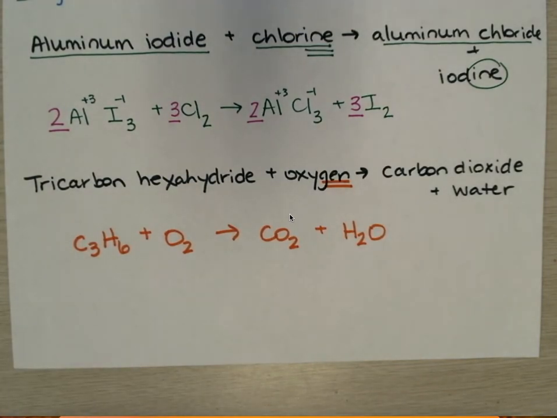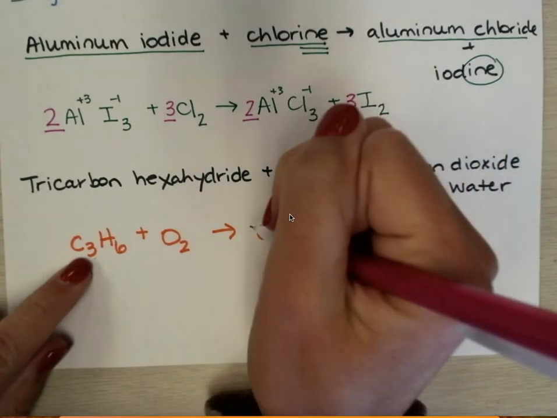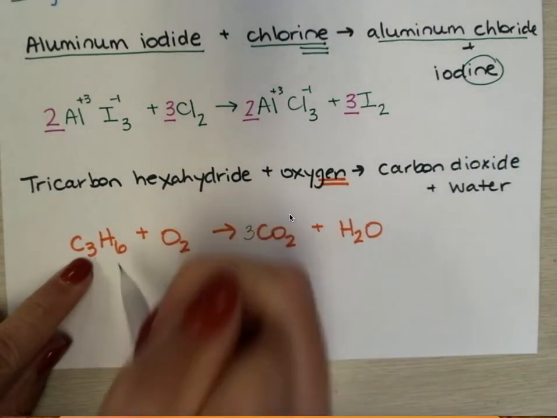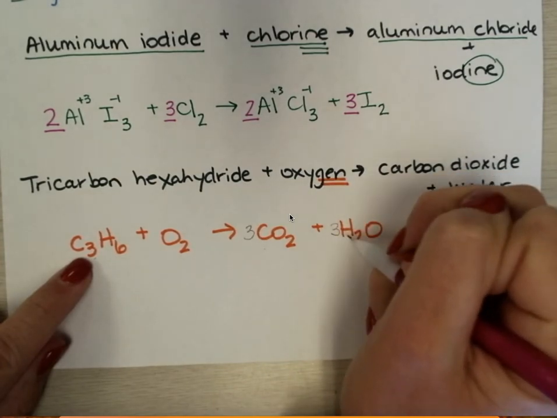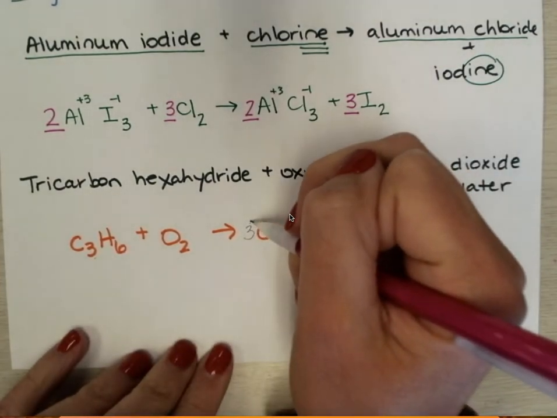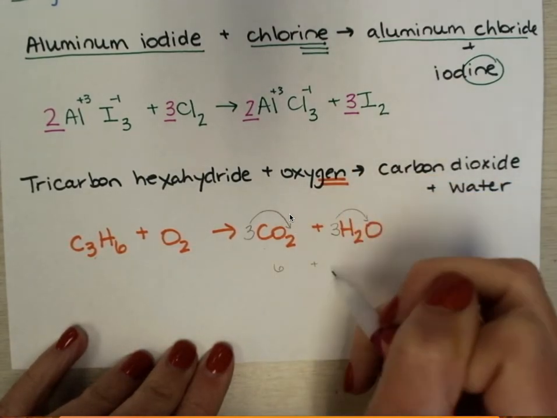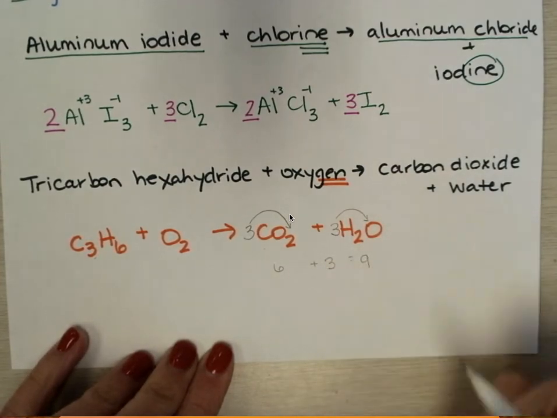Always be cautious when something seems easy. That means it's going to get harder. Balancing this one is going to be slightly tricky. I'm even going to switch to a pencil because it's going to require, for me, erasing. So if I have 3 carbons here, I want 3 carbons here. And if I have 6 hydrogens here, 3 times 2 will give me 6 hydrogens there. The problem then comes in when I'm counting my oxygens. 3 times 2 is 6, and 3 times 1 is 3, and 6 plus 3 is 9.